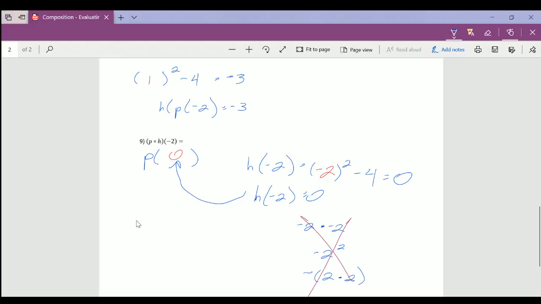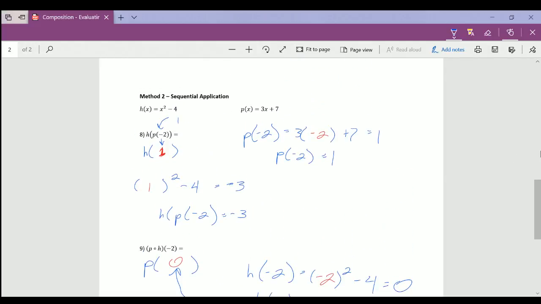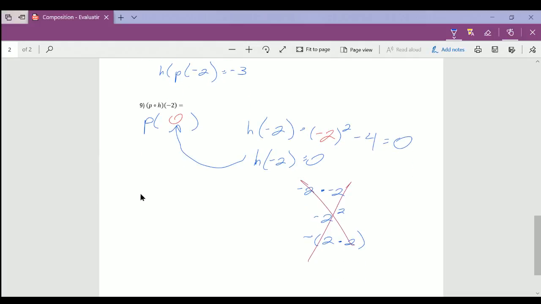And the process repeats again. This time we're going to do p of 0. Let's see, what was p? 3x plus 7. Okay, so it's going to be 3x plus 7. Inside those parentheses, we will put the number 0. And then you can just pop that into your calculator. You end up with 7. So we can say that p of h of -2 equals 7. And there you go.